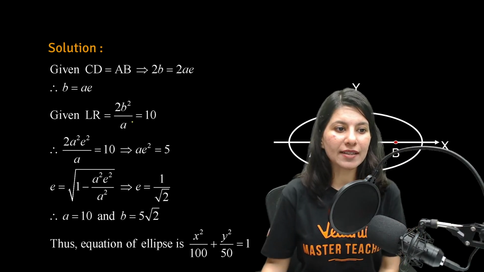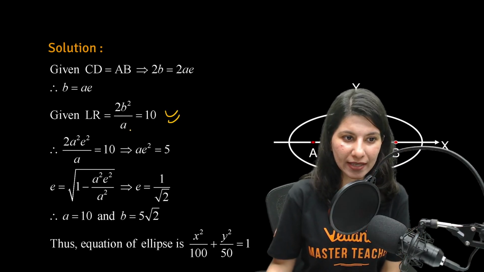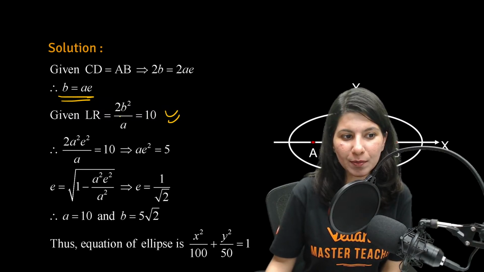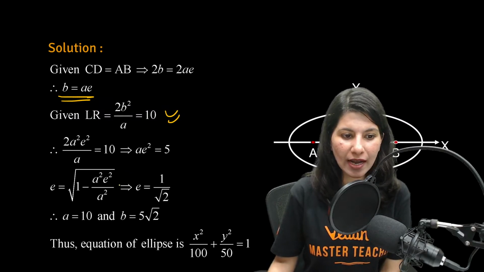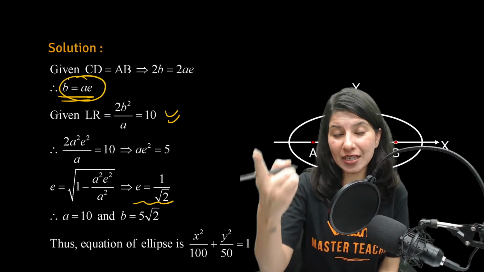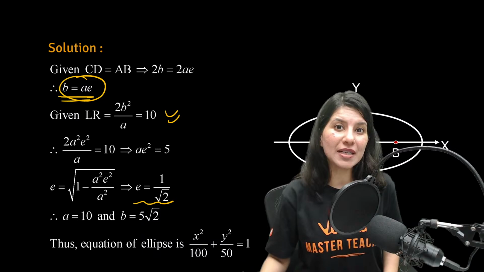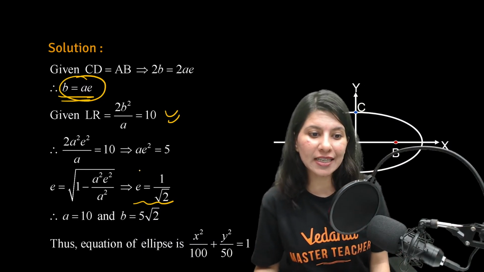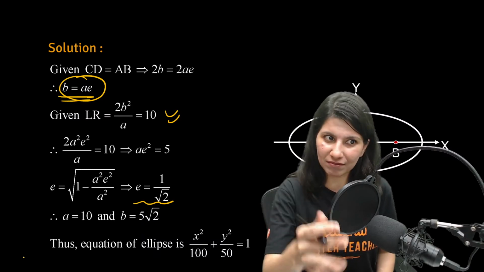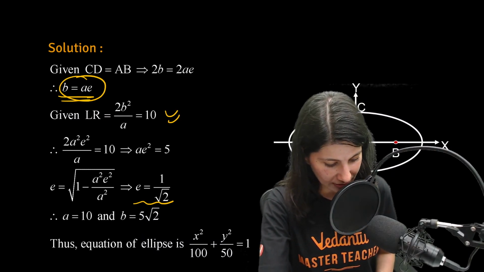Okay. So latus rectum is 2b square by A. B is equal to AE, so you can just quickly put B is equal to AE, and E is obviously 1 by root 2, because the moment you see B is equal to AE, you must remember that in any ellipse, eccentricity is 1 by root 2. We have done 3 questions back to back with this relation only.